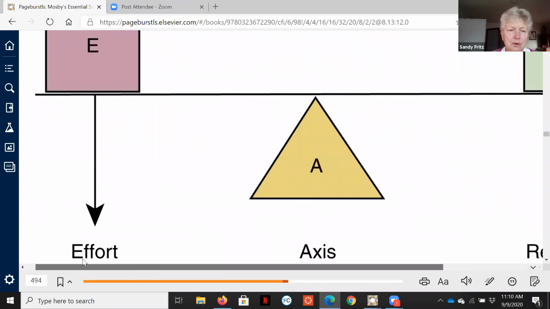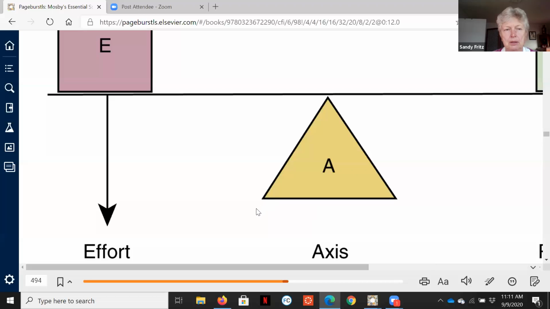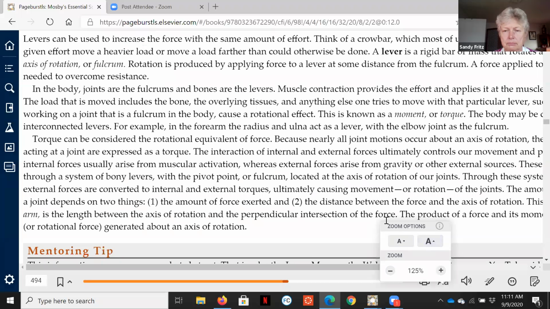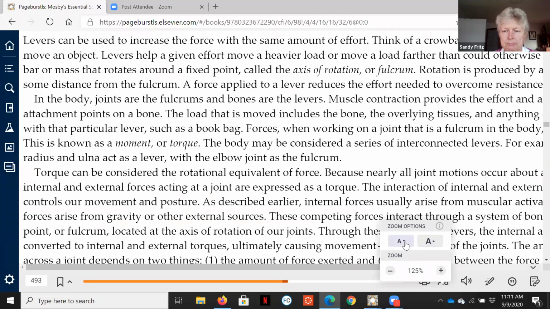And then this always is confusing to people. And I actually have some YouTube videos that explain this, but bring the size down a little bit. Whoop.